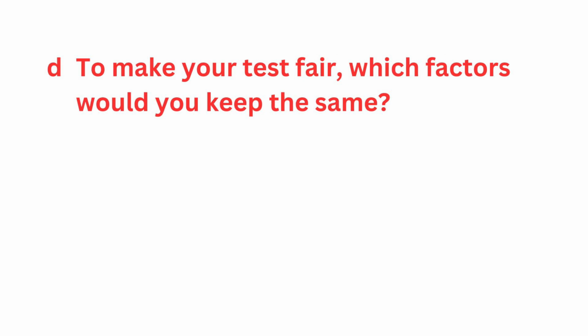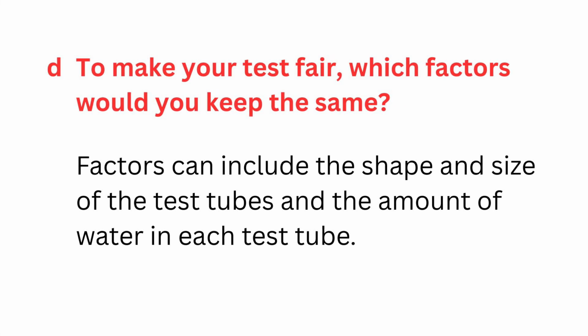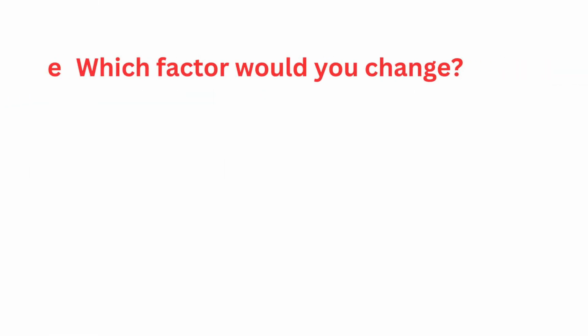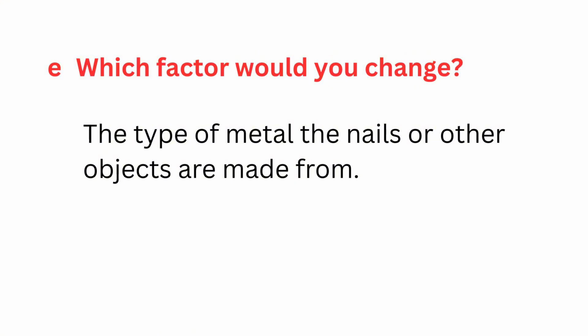Question D. To make your test fair, which factors will you keep the same? Factors can include the shape and size of the test tubes and the amount of water in each test tube. Question E. Which factor will you change? The type of metal the nails or other objects are made from.